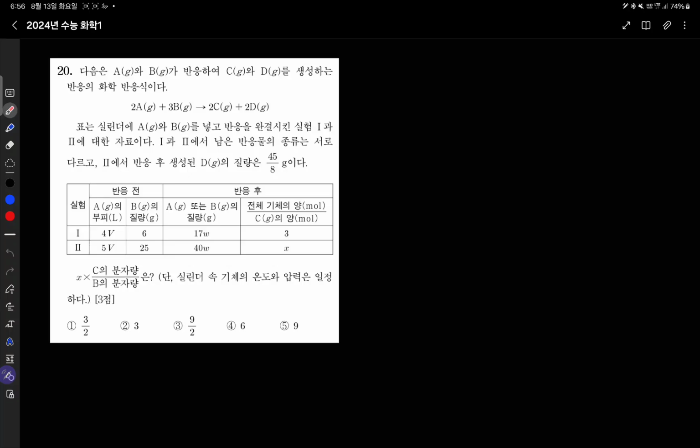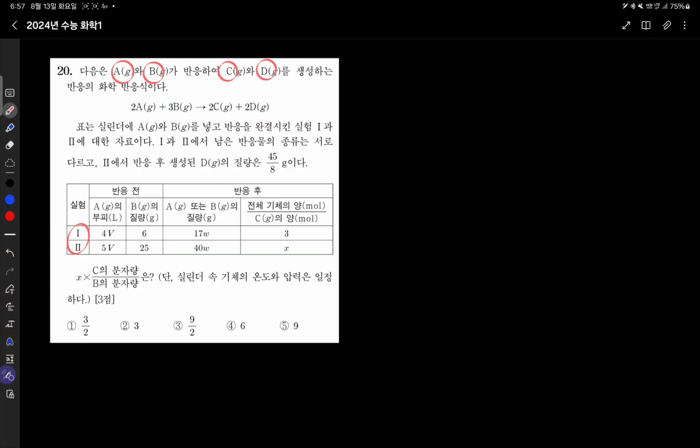Hello everyone. In this problem, there is a reaction between A and B to form C and D. They are all in the gaseous state, and the chemical formula is given. And two experiments were performed with different amounts of A and B.